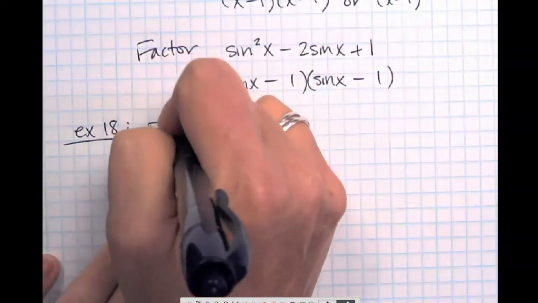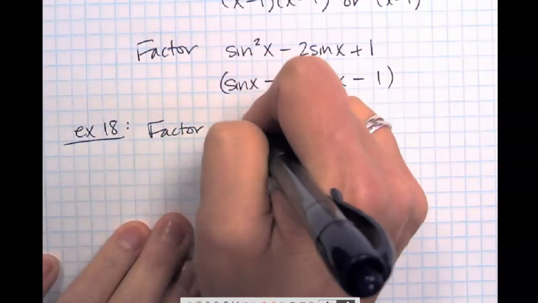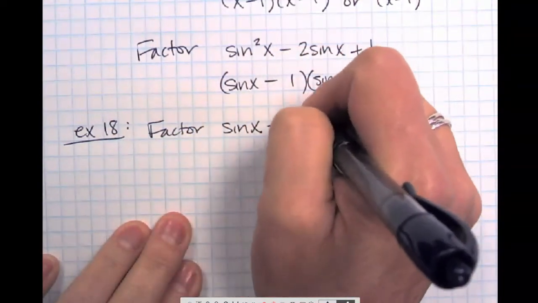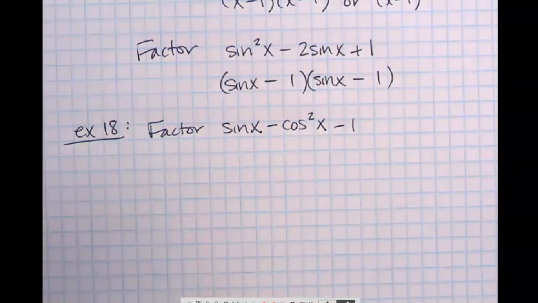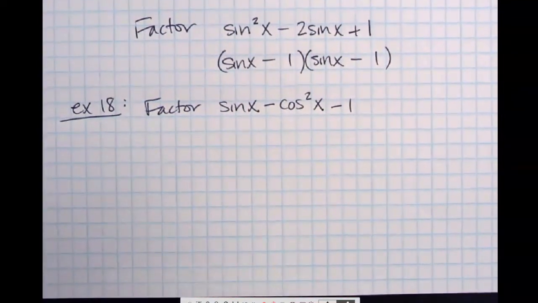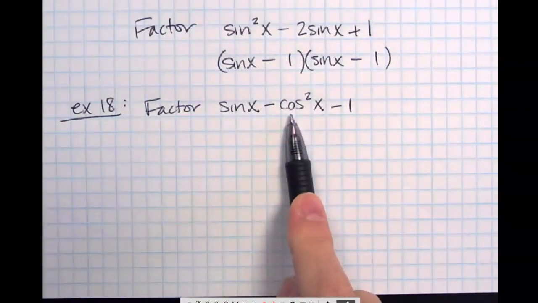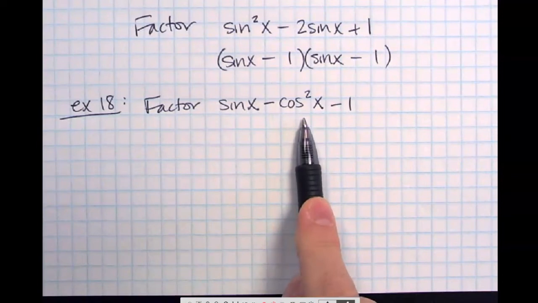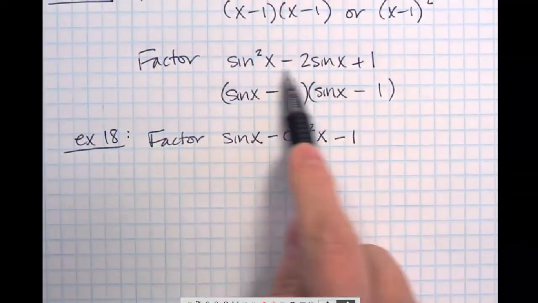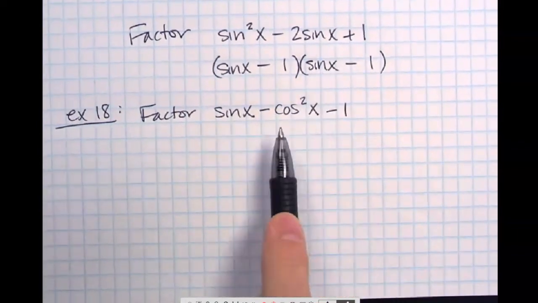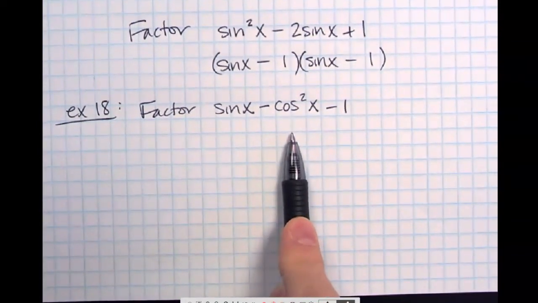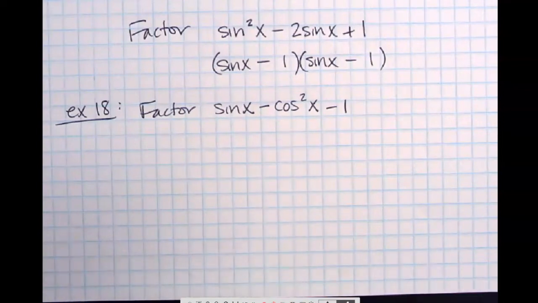Factor sine x minus cosine squared x minus 1. Okay, I don't like that one because I have a sine and cosine. That's a mixture of two different trig functions, whereas the last one only had one trig function, so it was easier. Any ideas how I can get it to represent only one trig function? Hence, Pythagorean identities.